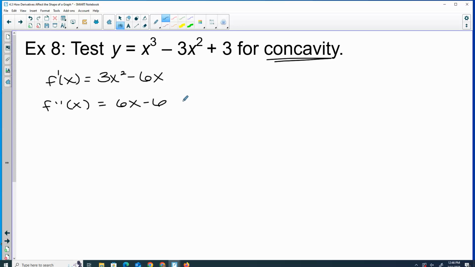Then we need to find when this is 0 or undefined. Is it ever undefined? No. But it's 0 at 1. Okay, so this is what's called an inflection point. It's when your second derivative is 0. Critical point is first derivative, inflection point is the second.